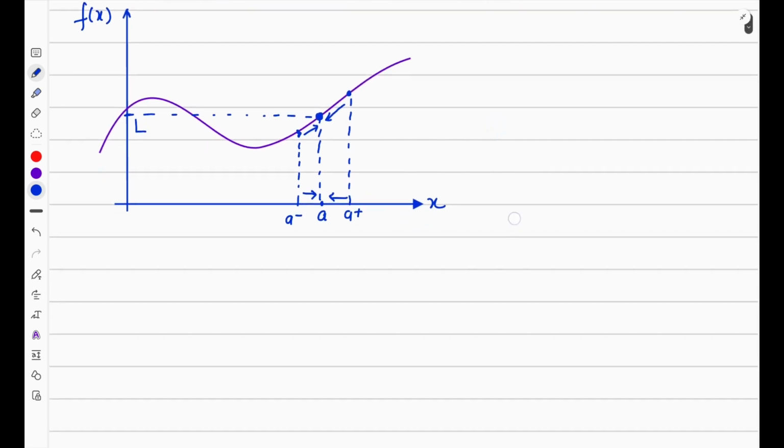So if we take an example, if a is equal to 2, we can take a positive as slightly more, like 2.0001, and a negative is slightly less, we can say it is 1.99. So these are very adjacent to the a value. This is for example.